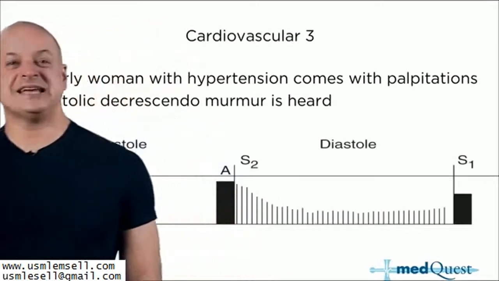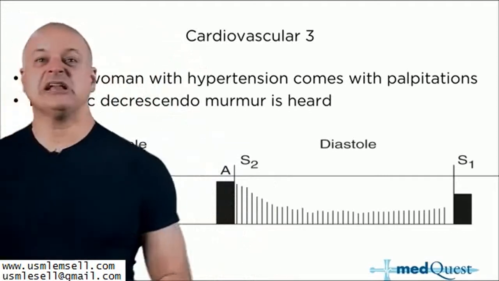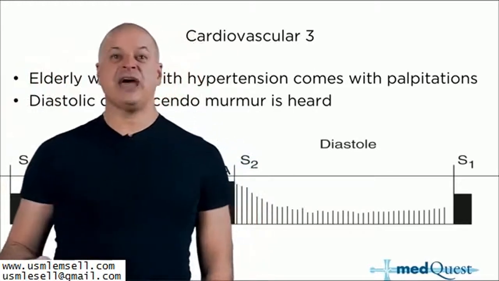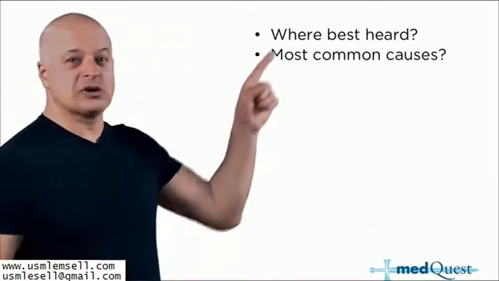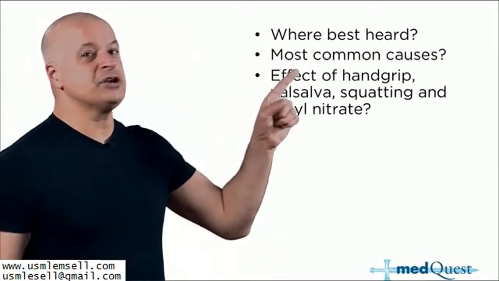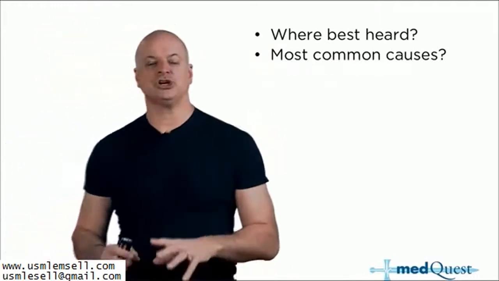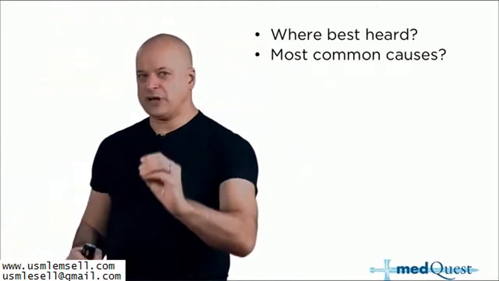Aortic stenosis would be if the question said that this was a systolic sound. Because I'm telling you that it's a diastolic sound, that's what makes it aortic regurgitation. Now, this is best heard over the lower left sternal border. The most common cause of aortic regurgitation is insufficiency of the aortic valve.